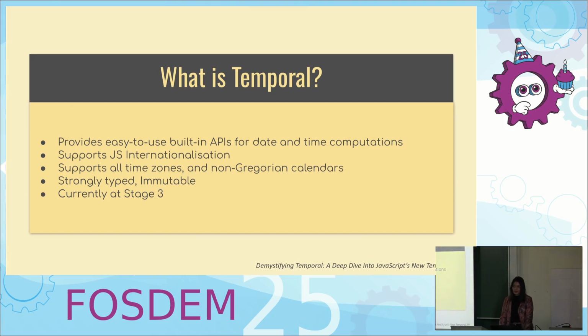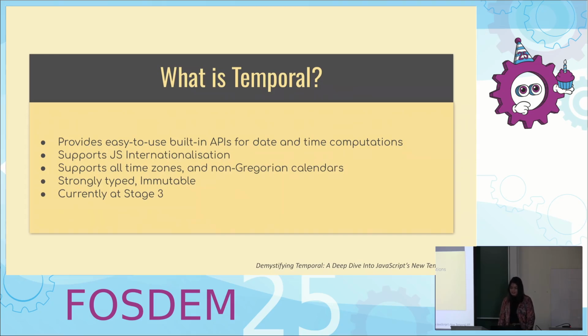So, what is Temporal? Temporal provides an easy-to-use built-in API for handling dates and times in JavaScript. It's built-in, so right now most of you might be using an external library like Moment to handle dates and times. This removes the need for doing that, which also saves you a bunch of payload, which can range from a couple of dozen to 200 kilobytes, depending upon the locale data you include.